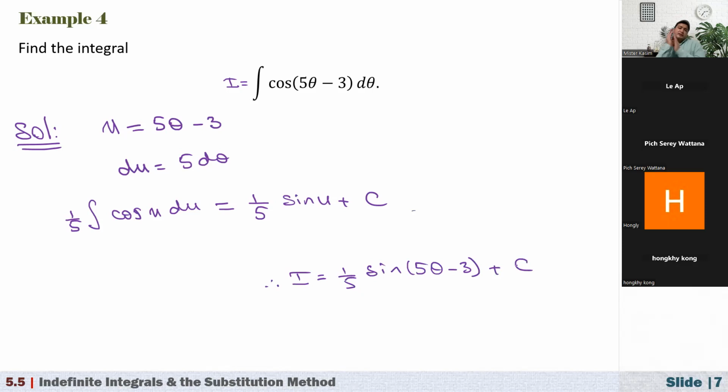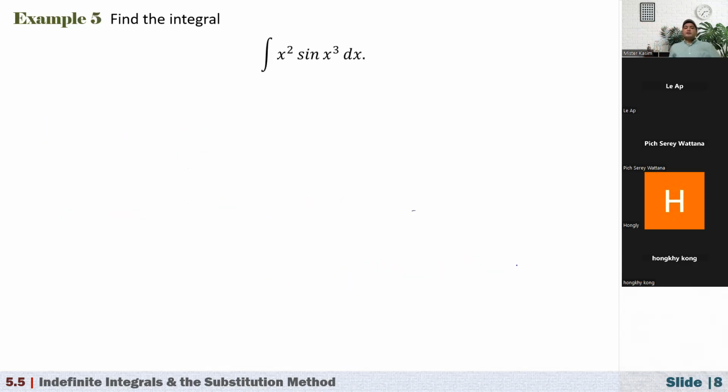That's the difference between definite integral and indefinite integral. The result of an indefinite integral is a function plus a constant, right? Always we need to add a constant. And how about a definite integral? The definite integral of a certain function from a to b is a number, right? It's just a real number.